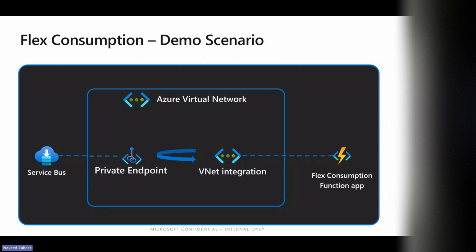So with that, here is our demo scenario. What we have is a flex consumption app which is VNet integrated. And then we have service bus, which has a private endpoint. So we don't want service bus to be accessible from anywhere else except the private endpoint. Just keep in mind, in order to send messages, I have opened a firewall for my external IP address. And we will send some messages and the function will trigger and we will see it scale up and scale down.